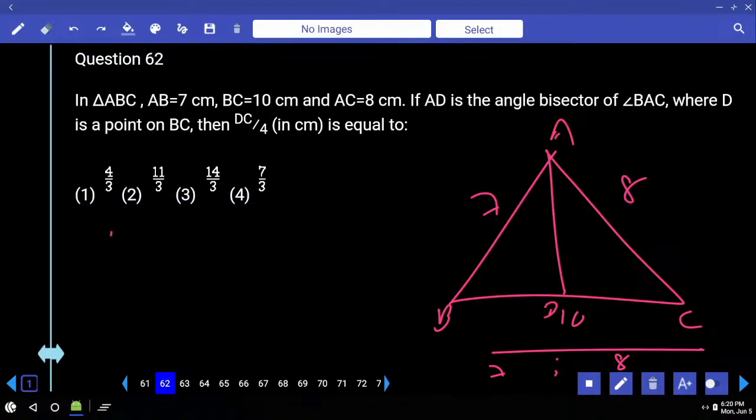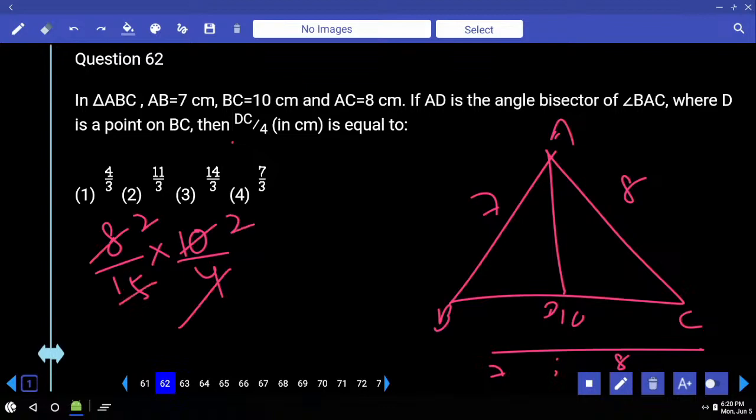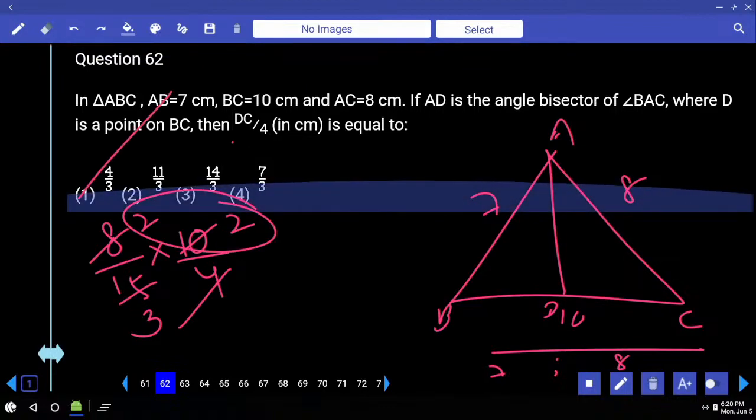15 parts into 10. Right, 8 parts out of 15 parts into 10. This will be the value of DC. We have to find DC divided by 4. 4 cancels 2 times, 5 cancels 3 times. 4 by 3 should be the answer.